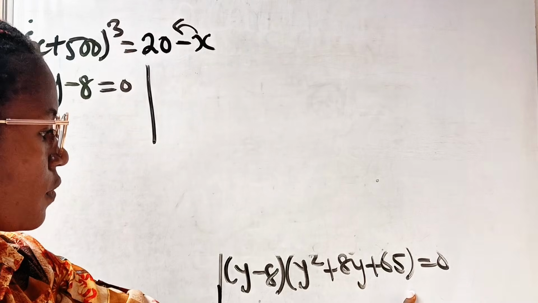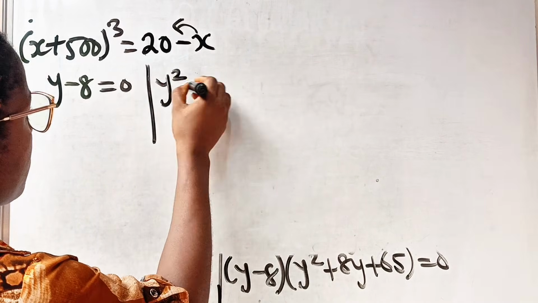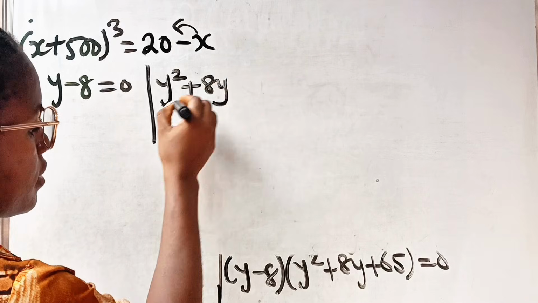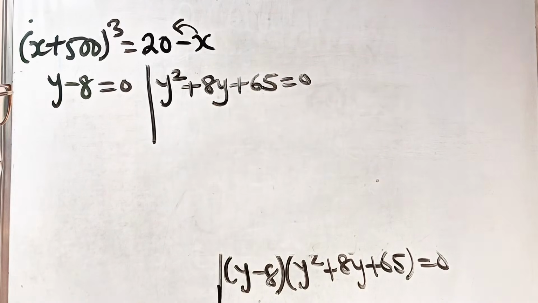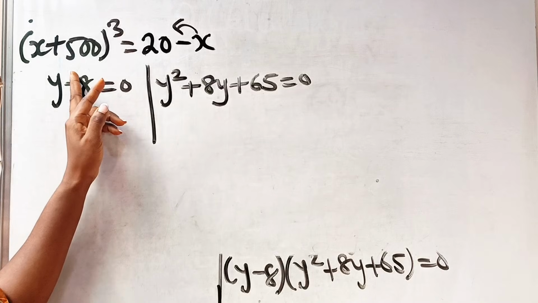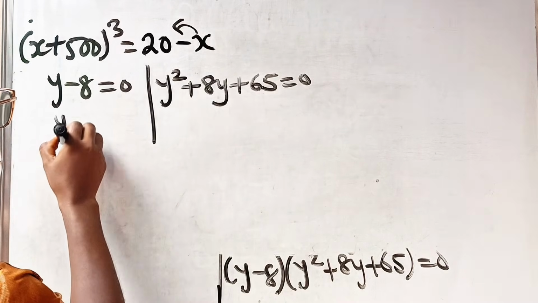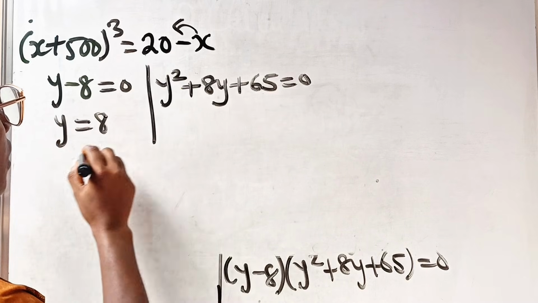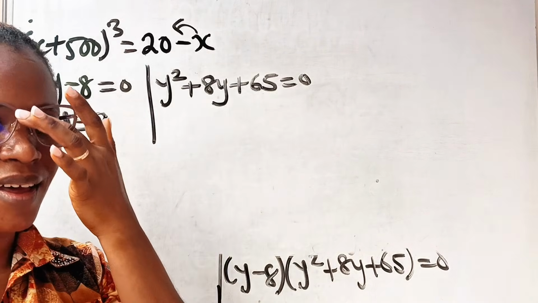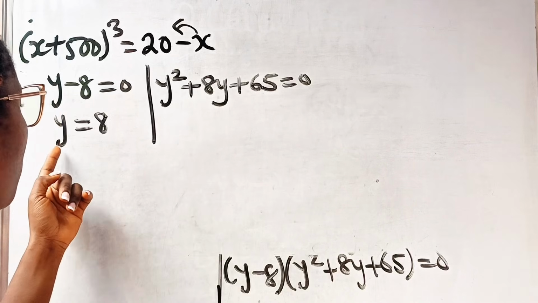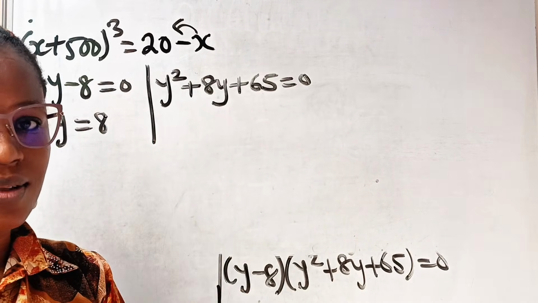And the whole of this is also equal to 0. y squared plus 8y plus 65 is also equal to 0. So if we transfer negative 8 to the other side, we have y equals 8. And here, we can do another manipulation. Remember, we are not looking for y, we're actually looking for x, but we'll get to that.